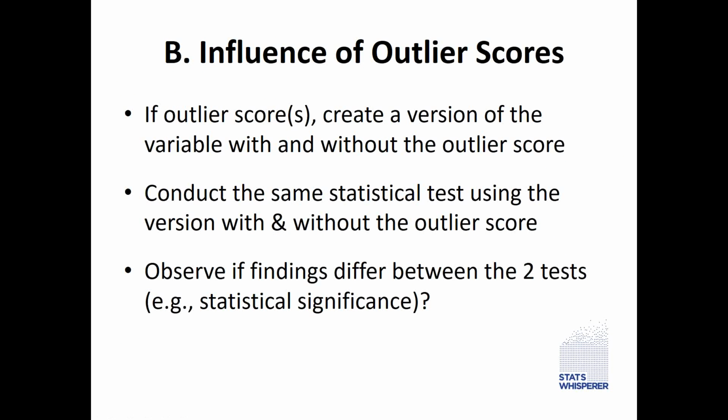So we might say that's all well and good in the context of this study, but typically there are at least one or two outlier scores. So what if there are outlier scores? What's our next step? Well, we want to create a version of the variable with and without the outlier score, right? So let's look at that really fast in SPSS.